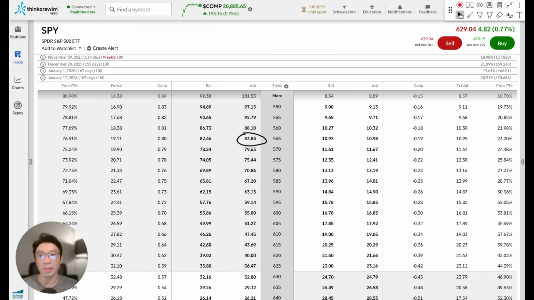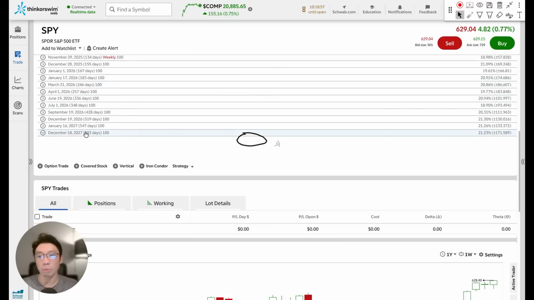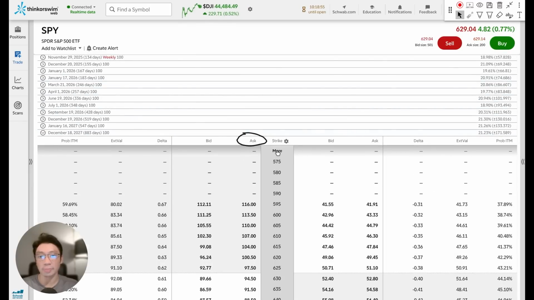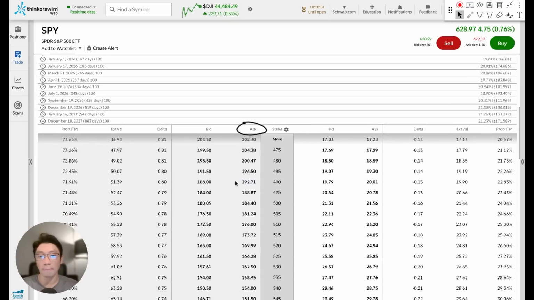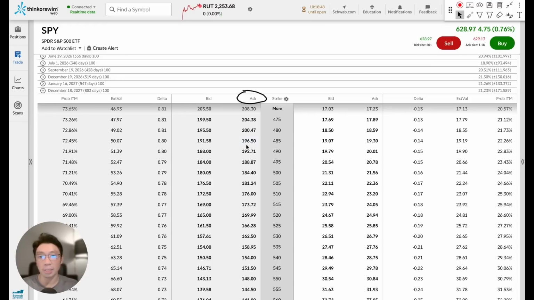And if we compare this to the 883 days at around 80 delta, so let me just go all the way up, you will see that the 80 deltas here is going to cost much more. So 80 deltas is the same delta, but it's going to cost you more than 2 times the cost of one on the 180 DTE. So this is one way that you can work around if you have a smaller account.